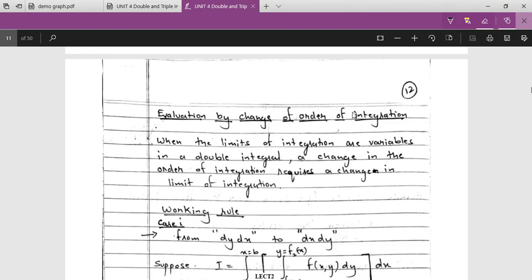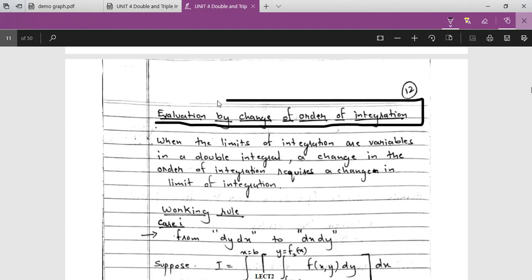So today what we are going to do is see the concept of evaluation by change of integration. We shall see this concept, evaluation by change of integration, that is change of order of integration, right? So what does this mean?